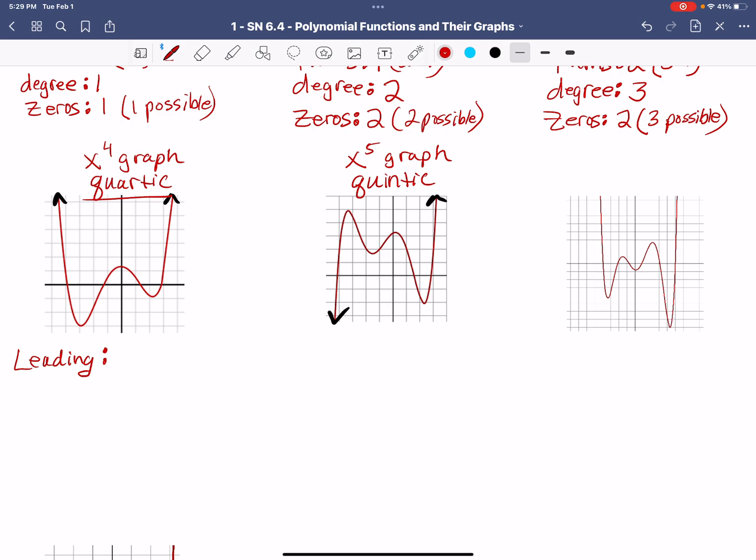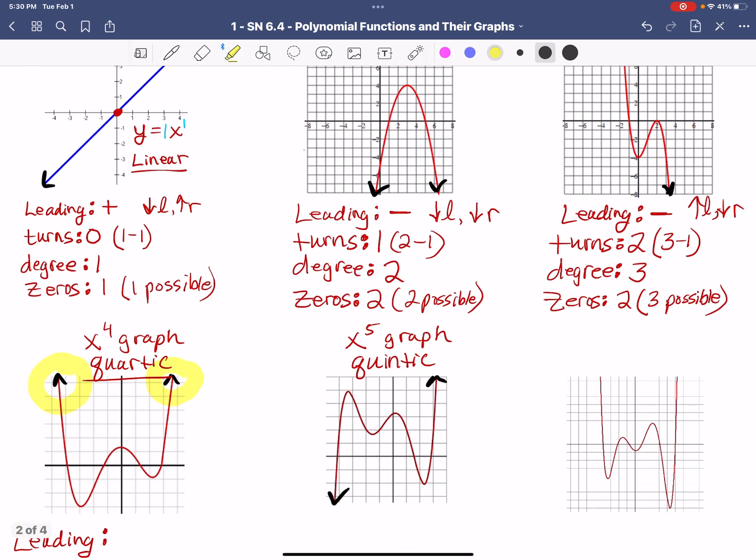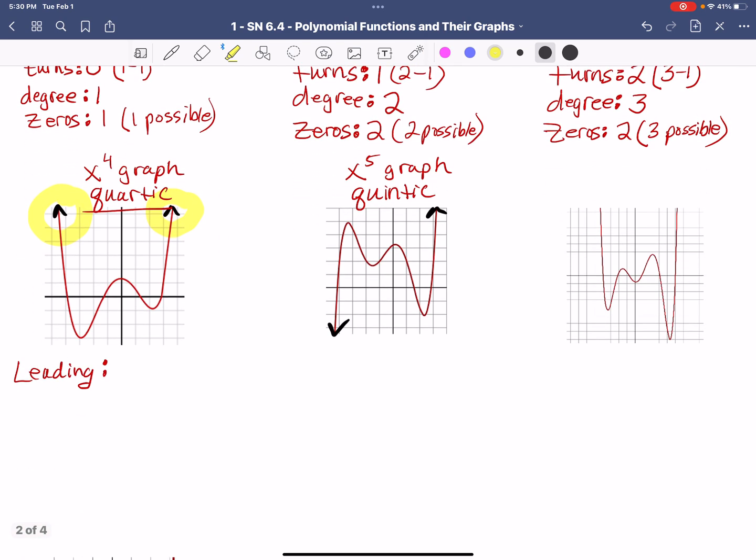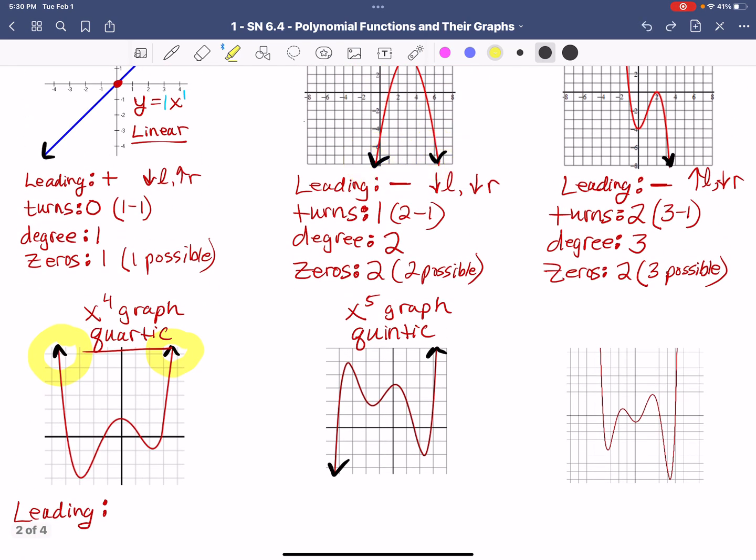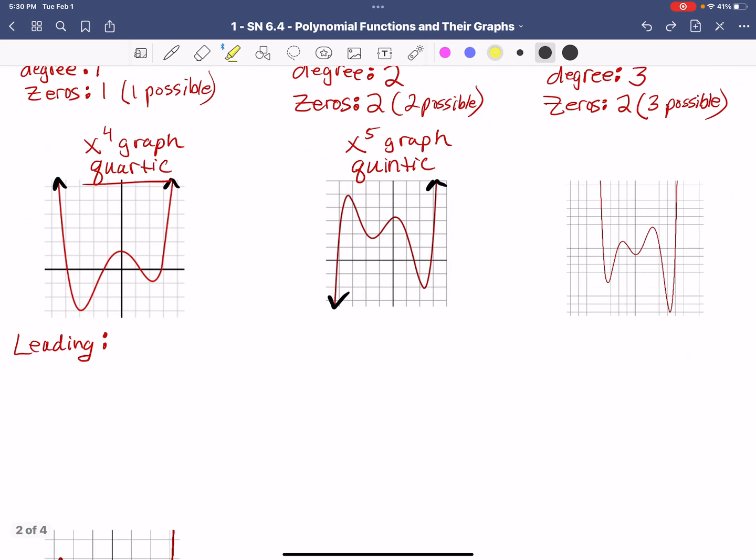So, leading coefficient, I'm going up and up, whereas over here on this even degree, I was going down and down. So if 2 downs was a negative, then 2 ups must have been a positive. Okay, so my leading coefficient is positive, and I'm going up on the left, and I'm going up on the right.